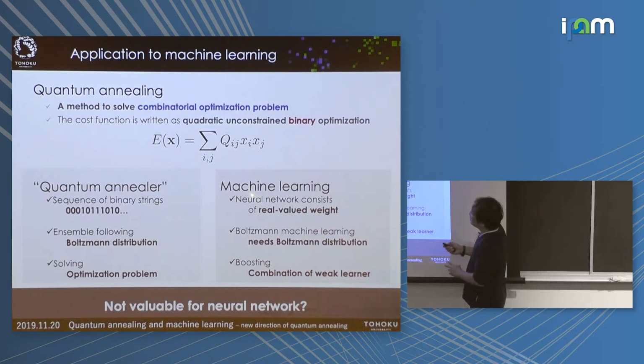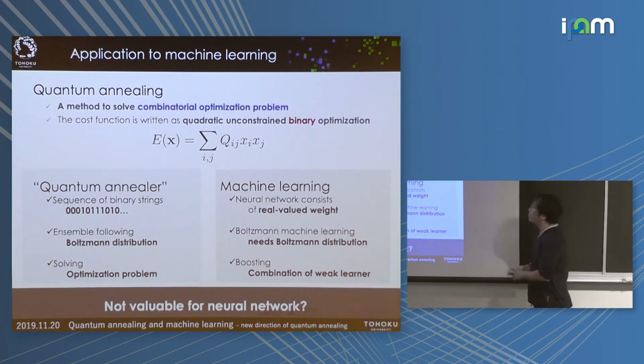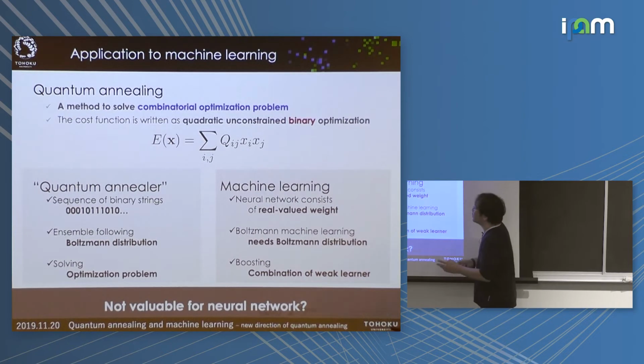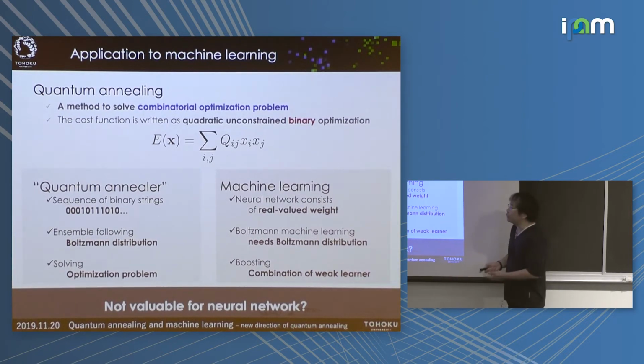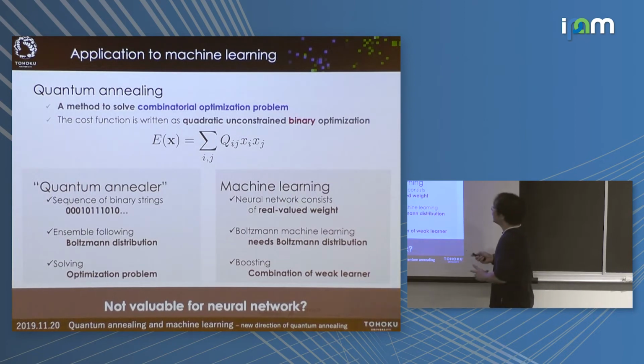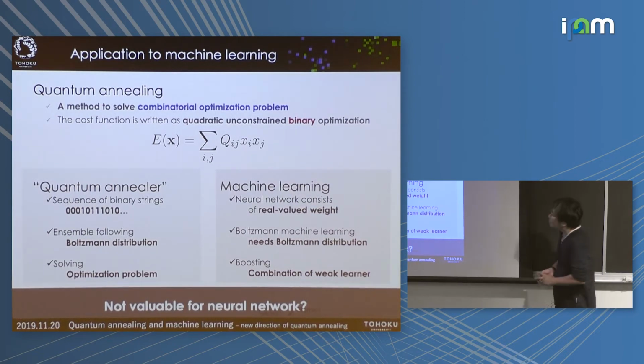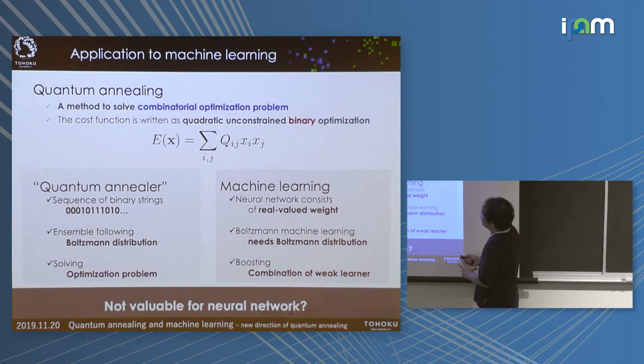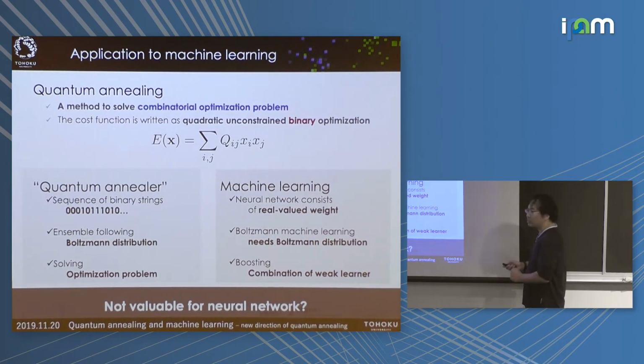In the case of machine learning, you often consider optimizing the weights of neural networks. But the weights of neural networks originally consist of real-valued weights. The other machine learning technique is Boltzmann machine learning, which needs a Boltzmann distribution. In that case, it is a very good test bed for applications of quantum annealing to machine learning.